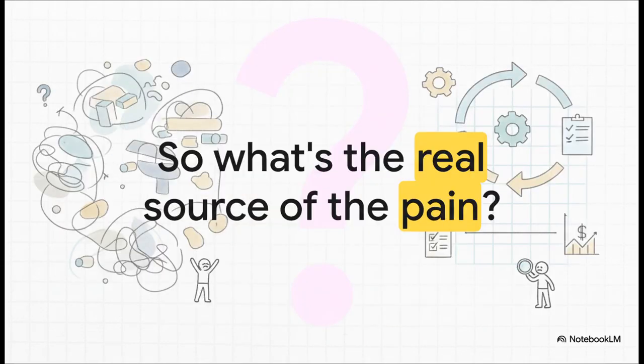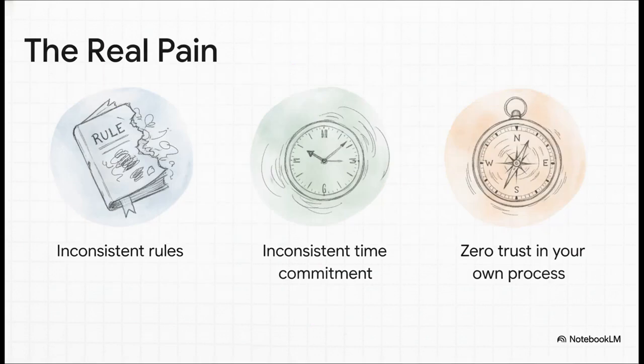So what's really going on here? What's the real source of the pain? Because I'm betting it's not just the P&L on your screen. That's just a symptom, right? It's a sign of a much deeper problem. The real pain? It's inconsistency. Your rules are inconsistent. The time you commit is inconsistent. And maybe the most damaging thing of all, your trust in your own decisions is inconsistent. And believe me, that kind of inconsistency will compound your losses way faster than any market drawdown ever could.